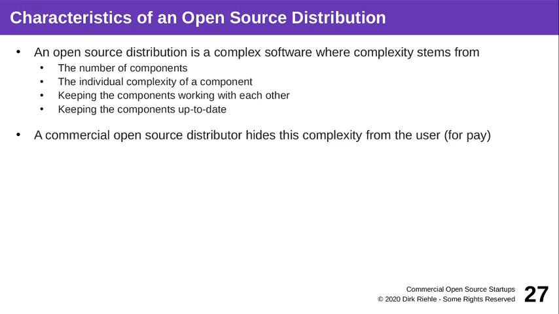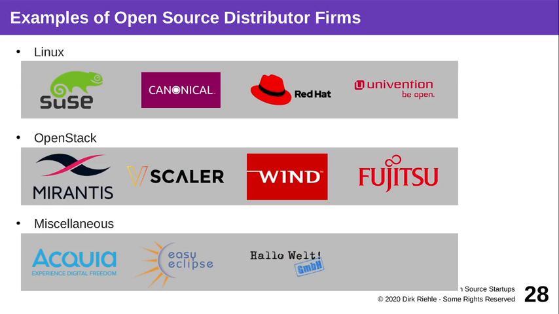So a Linux distributor absolutely needs to have competence in the actual inner workings of the Linux kernel, even though that's just one component of many. And then how the components work with each other, how to keep them up to date, which versions are compatible, etc. The commercial open source distributor hides this complexity from the user for pay. And if a user were to solve all of this by themselves, they would probably fail. Otherwise, the distributor wouldn't survive in the market if it was that easy.